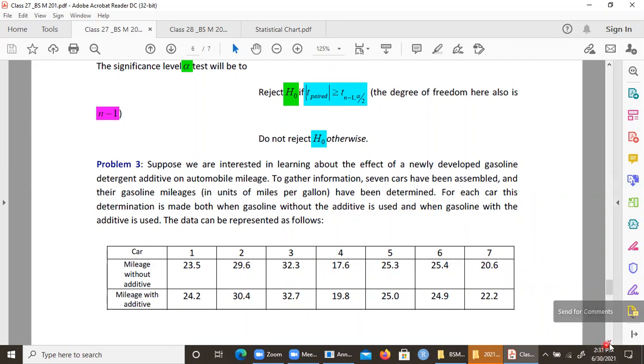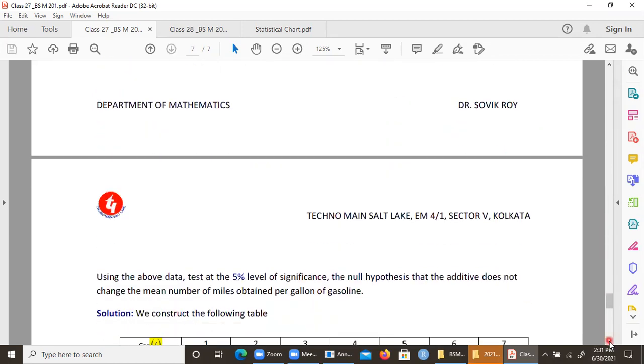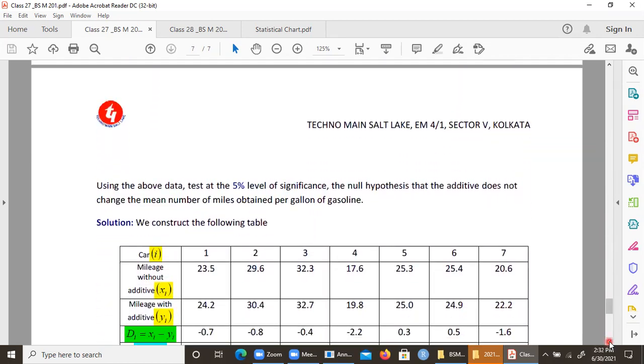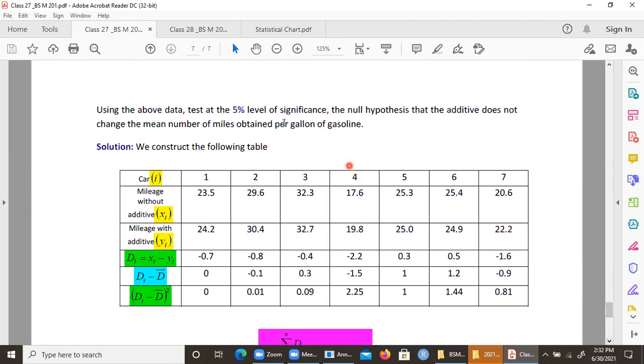Okay, now the question is, using the above data, test at the 5% level of significance the null hypothesis that the additive doesn't change the mean number of miles obtained per gallon of gasoline. Or for my case, there may be a question like this: using the above data, test at 5% level of significance the null hypothesis that the teaching of the statistics teacher doesn't change the mean number of the marks of the students of CSE.